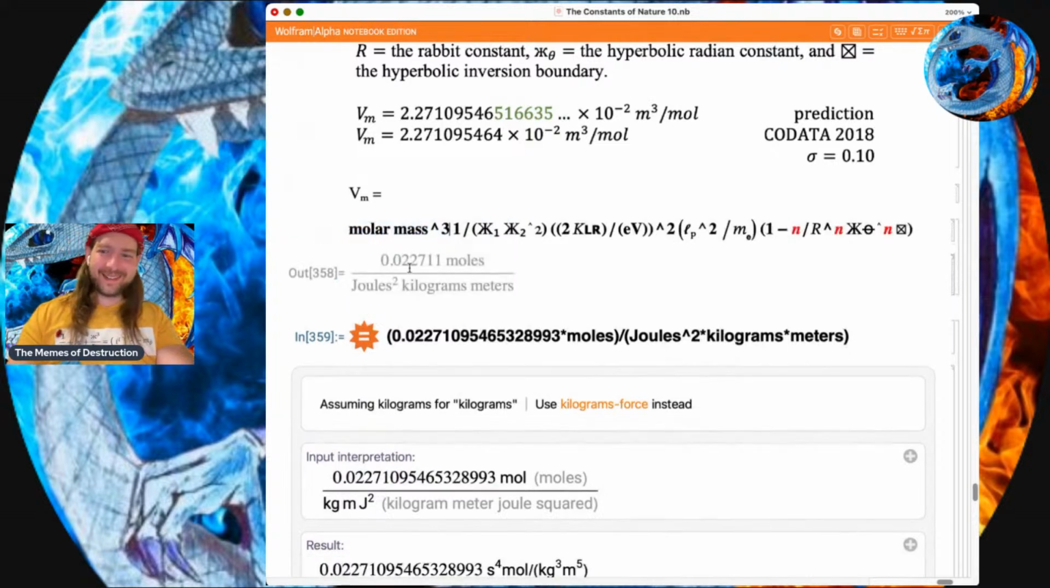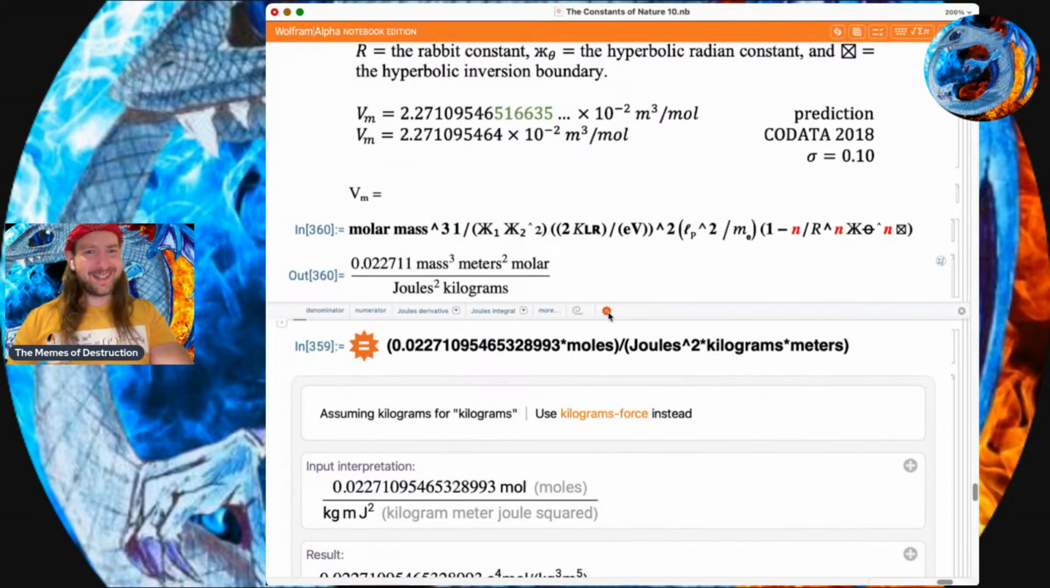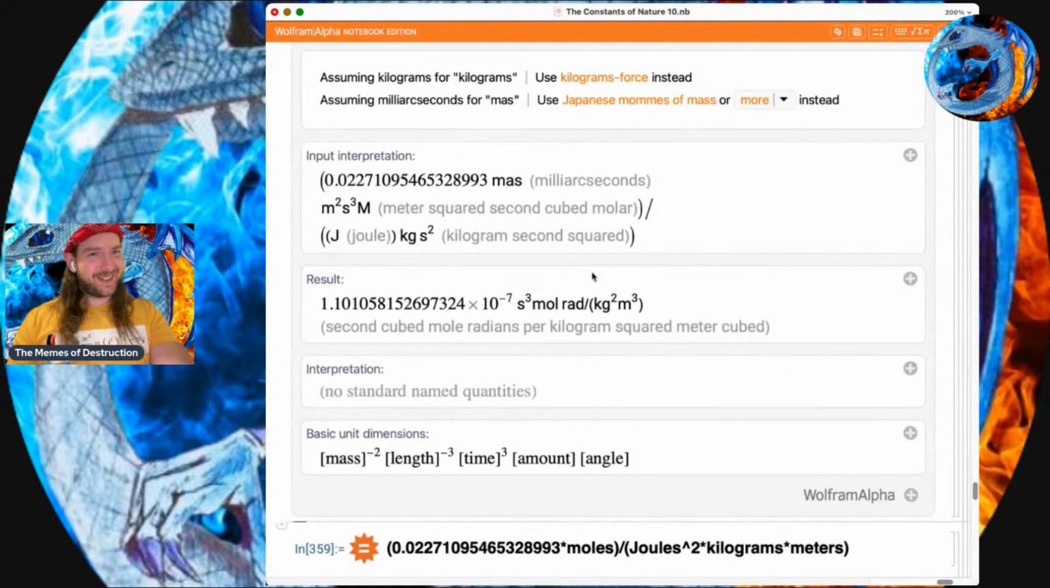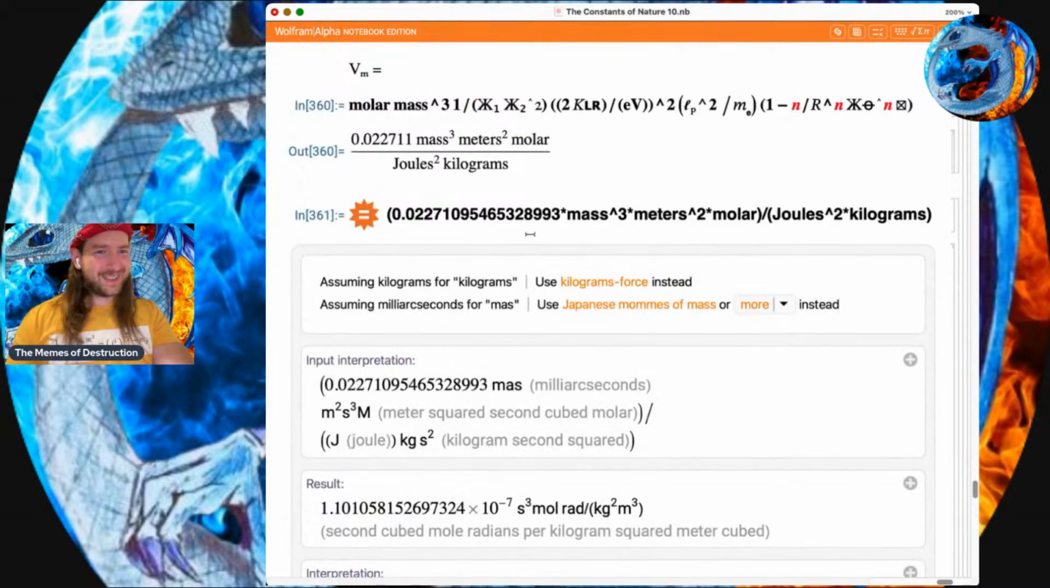Let's just try molar mass. Raise to the third because we can, because we need to get rid of that pesky mass unit. Oh my god, it didn't even... Why is it not even getting rid of them? What? Why is it using milliarc seconds? Oh my god. Oh wait, that's moles per kilogram. Hold on. Molarity. No. Molar mass. Kilograms per mole. That's right.